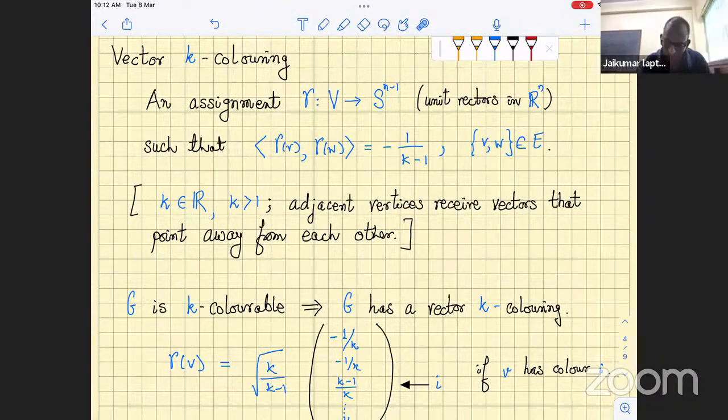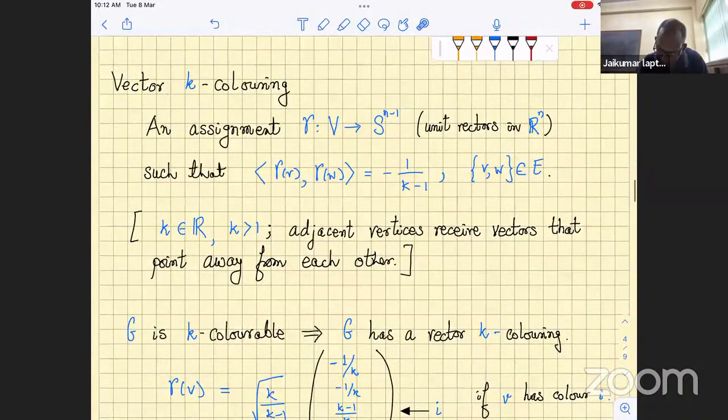You can look it up after the class. But we are trying to assign adjacent vertices different looking colors. Different looking colors means colors, vectors that point in opposite directions. Now let me finally talk about the bipartite graph. If you have a bipartite graph, what would you assign to vertices on the two sides? What vectors do you think we should assign?